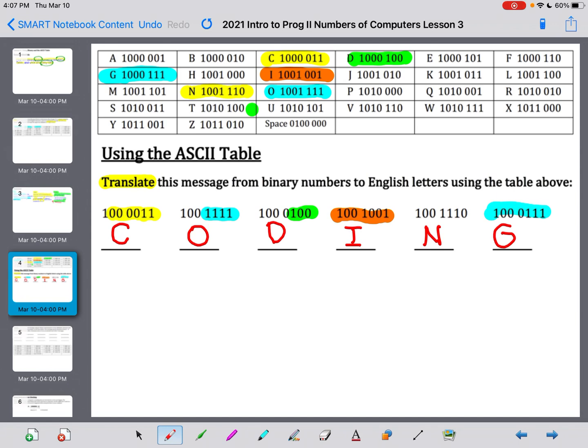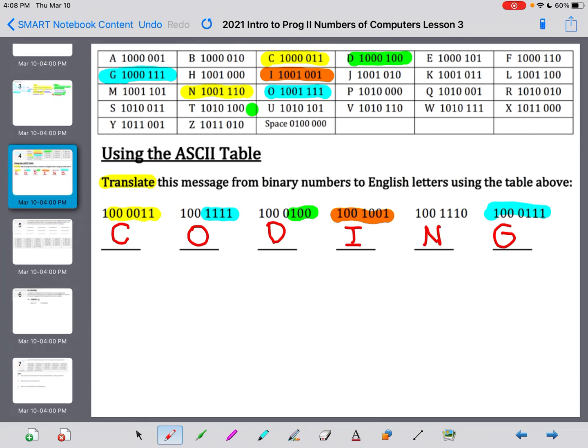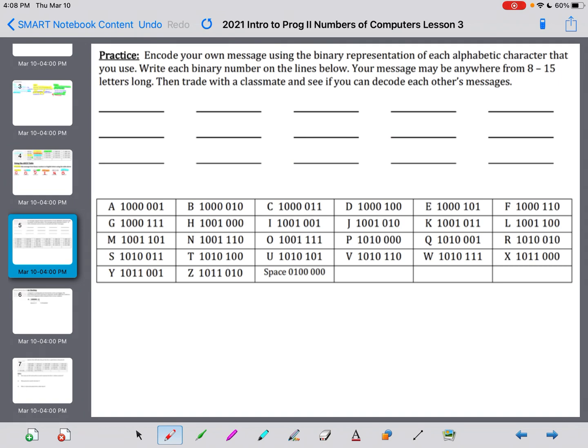So again, it makes sense that if I had a secret word, it would have to do something with programming here. So again, just being able to use these to translate from binary to English and vice versa. Speaking of that, this practice here, we'll do this maybe in a day or so as a follow-up. This will be a chance for you to encode a short message, and then we'll swap with somebody in the class and see if they can decode it.